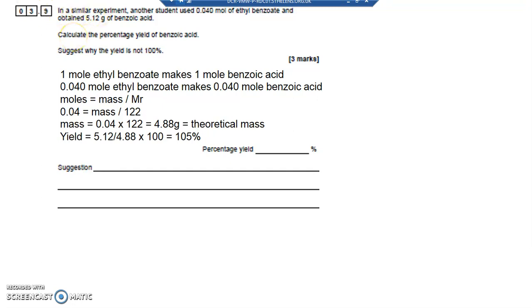I made 5.12. I made more than it was possible to make. The yield is 5.12, that's how much I did make, divided by 4.88, what I could make, multiplied by 100%, so I've got 105%. The only reason that I can make more than I possibly could make is that there's some impurity in there, and the main impurity is water. The product wasn't dry or contained some water, and that's why it's important at the end to make sure it's dry. The easiest way to dry it, incidentally, is to press it between two filter papers.